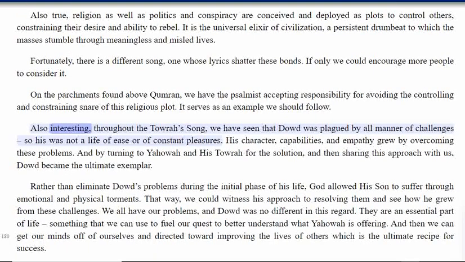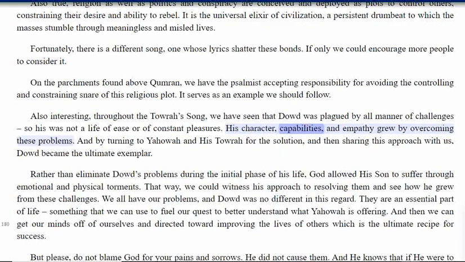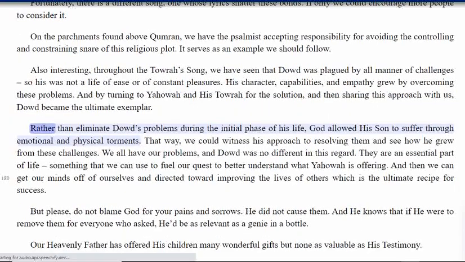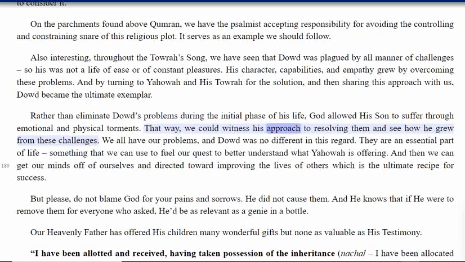Also interesting, throughout the Torah's song, we have seen that Dowd was plagued by all manner of challenges, so his was not a life of ease or of constant pleasures. His character, capabilities, and empathy grew by overcoming these problems. And by turning to Yahowah and his Torah for the solution, and then sharing this approach with us, Dowd became the ultimate exemplar. Rather than eliminate Dowd's problems during the initial phase of his life, God allowed his son to suffer through emotional and physical torments. That way, we could witness his approach to resolving them and see how he grew from these challenges.